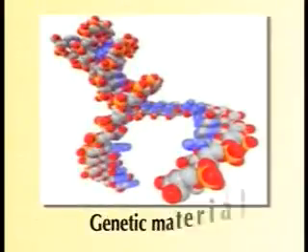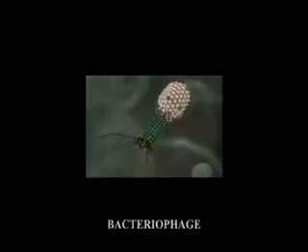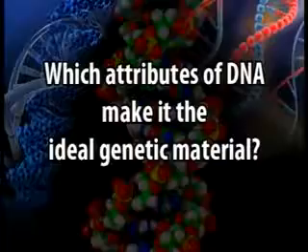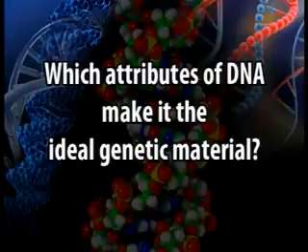As you know, while most organisms universally use DNA as the genetic material, there are certain exceptions. Certain bacteriophages, plants, and animal viruses utilize RNA as the genetic material. An interesting question now is, which attributes of DNA make it the ideal genetic material?